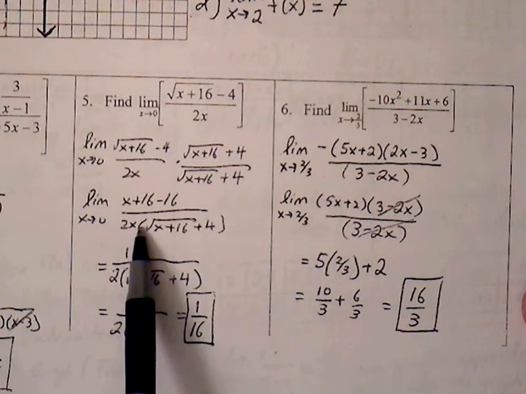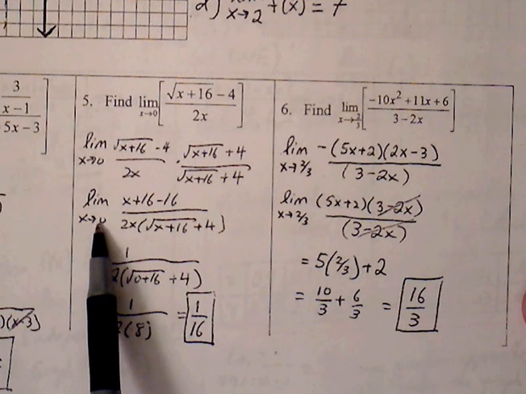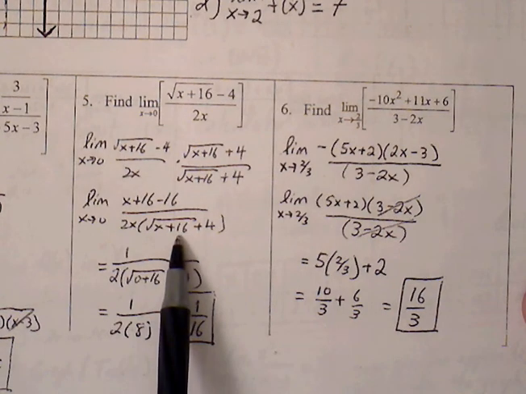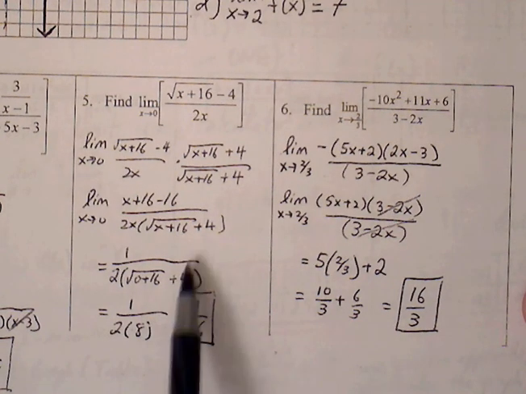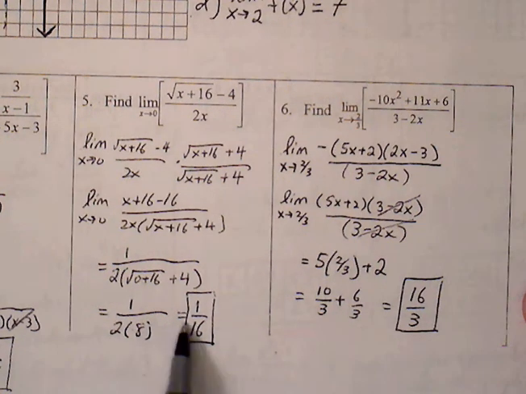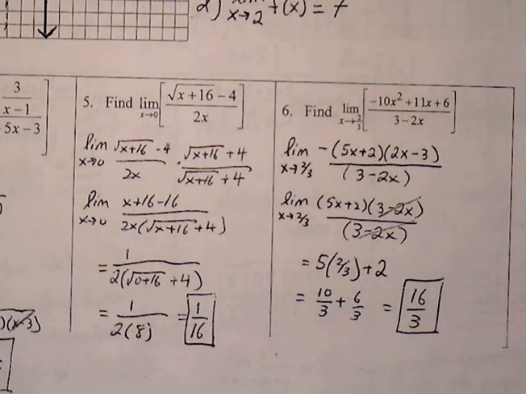And then once the x goes away, we can re-plug in the 0 for the remaining x. So 0 plus 16 is 16, root 16 is 4, 4 plus 4 is 8, 2 times 8 is 16, so therefore our fraction is 1 over 16 is our limit.